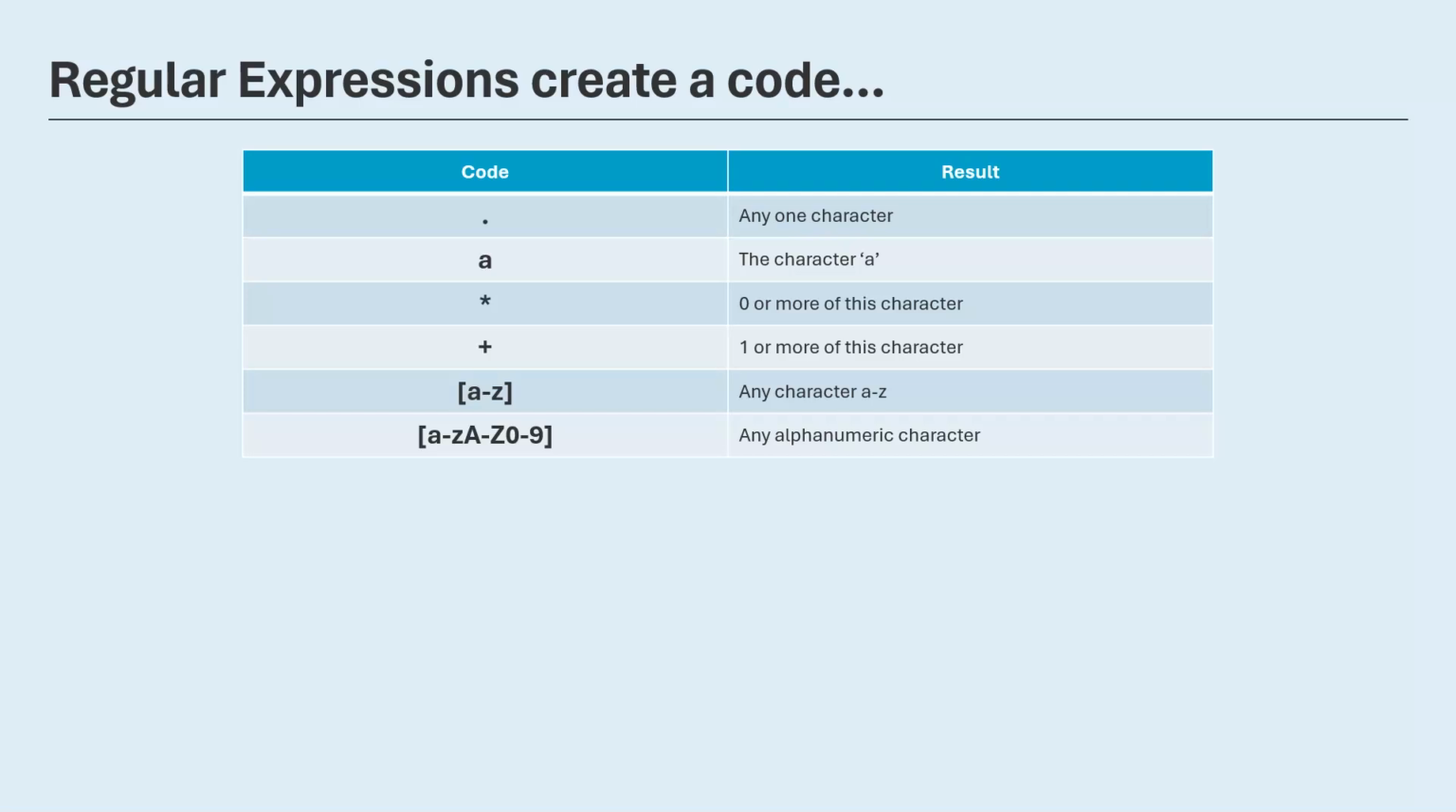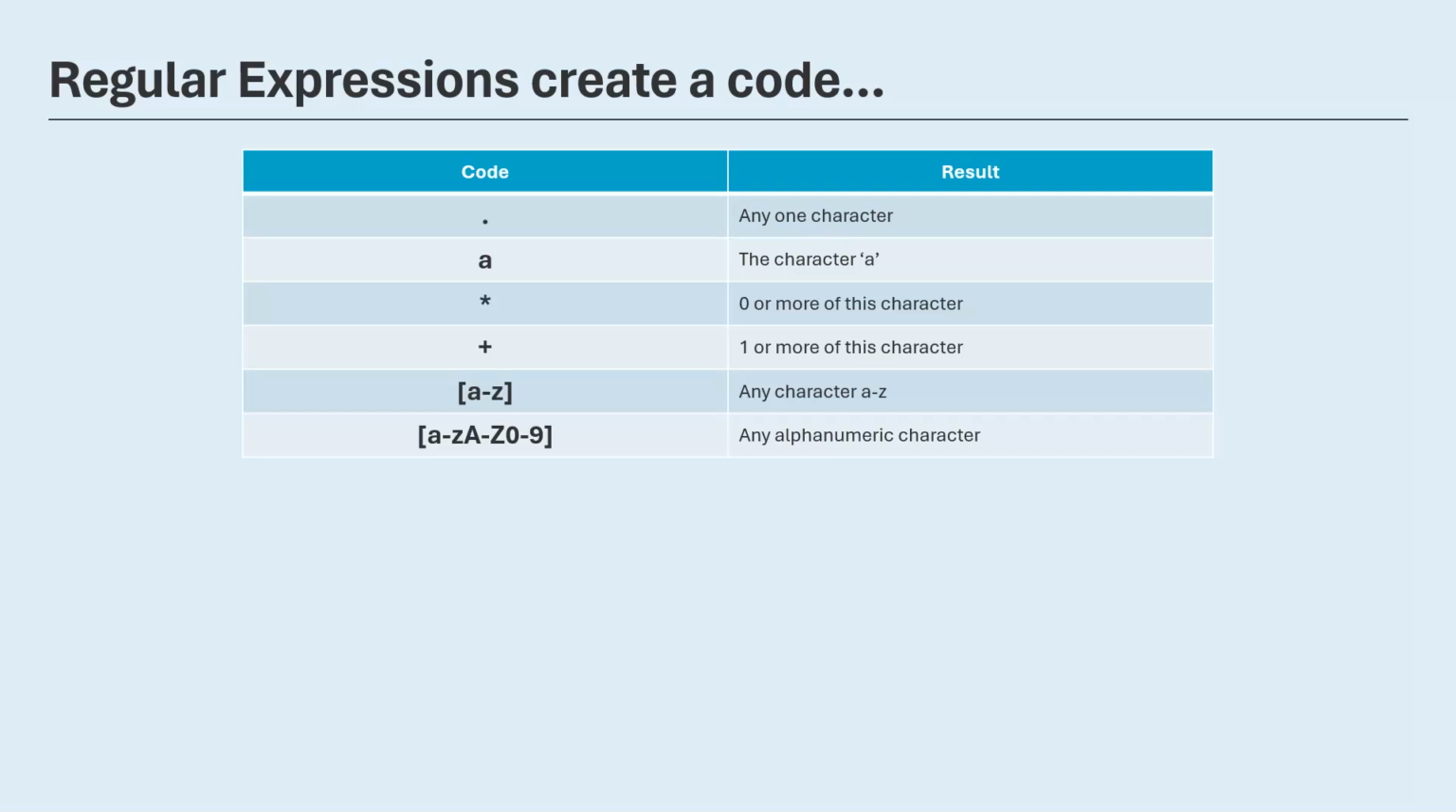So if you're building a regular expression and you put in a period, for example, what you're saying is any one character will go in this spot. If you type in an A or a B or a C, you're saying the character A or B or C has to be here. If you put in the letter A and you put an asterisk after it, what you're telling Excel is that there may be between 0 and an infinite number of the letter A in this position. If you put an A with a plus sign at the end of it, you're saying there's at least one A, and there could be more than one A.